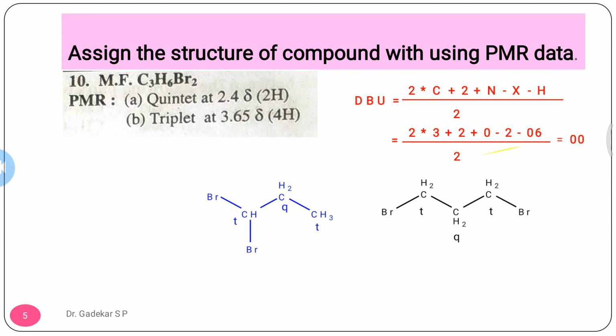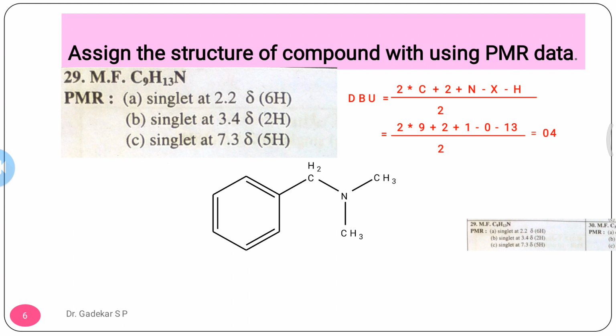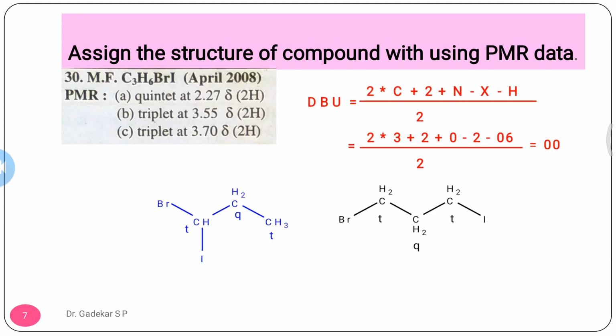Okay, but in this example, two halogens, bromine and iodine, are different electronegative atoms. So the possible structure is the second, black color, because in this compound only 3 signals are possible: quintet, triplet and triplet. For 2 hydrogens only, it means only CH2 groups are present.